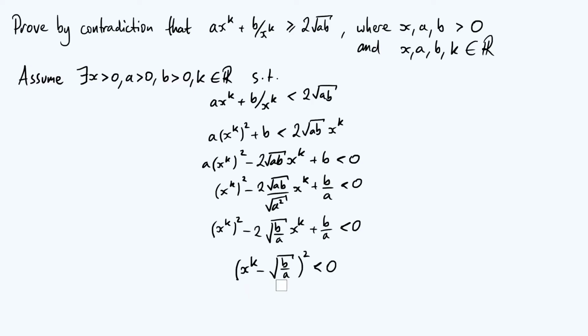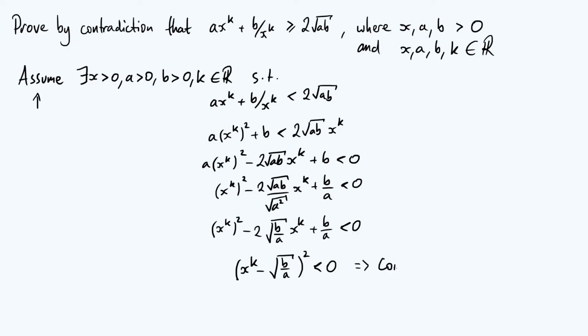All right, so what are the implications of this? Well, this is actually not possible, right? Because all of these parameters, x, a, b, and k, are real numbers, and you can't take some real number and square it and get a negative number. If you square a positive number, you get a positive number, and if you square a negative number, you still get a positive number. And so this is actually impossible. So we have a contradiction. We made our assumption up here, and we arrived at an impossible statement, and therefore our assumption must be false, right?